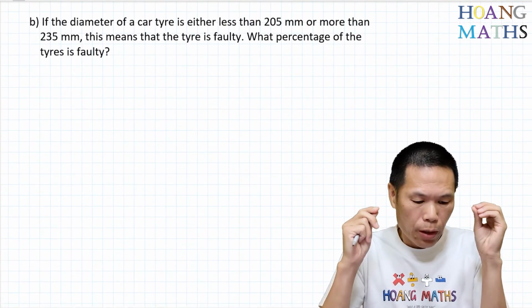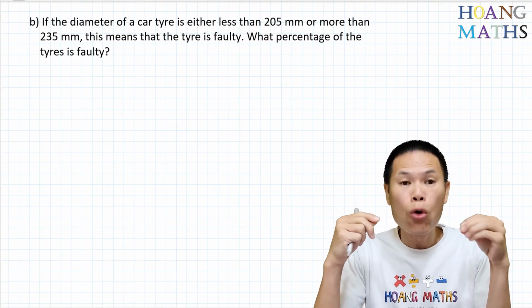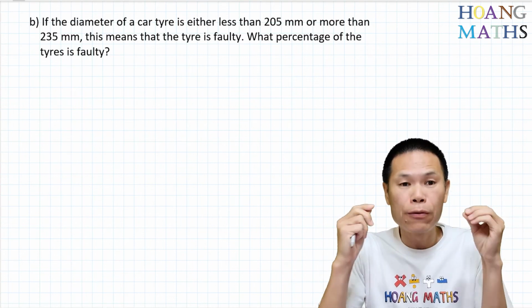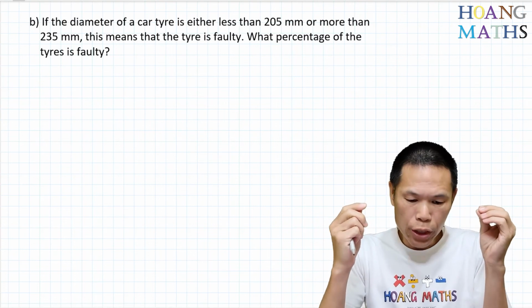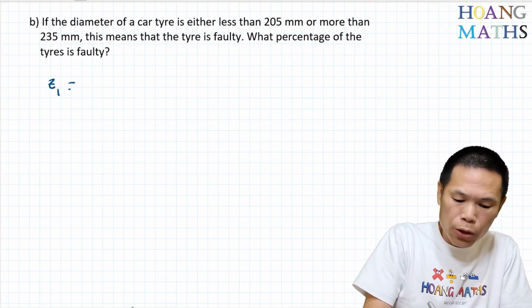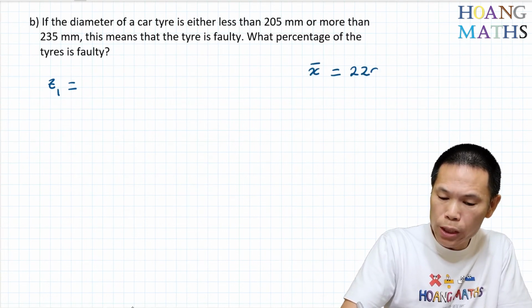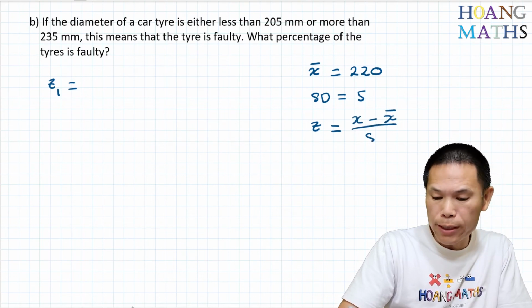Last one. If the diameter of a car tire is either less than 205 millimeters or more than 235 millimeters, this means that the car tire is faulty. What percentage of the tire is faulty? So we need to convert to z-score first, okay? So z1 is equal to, let me just write this down. So the mean, we know that is 220 and the standard deviations is 5. And we know that z-score is the score minus the mean over the standard deviations.